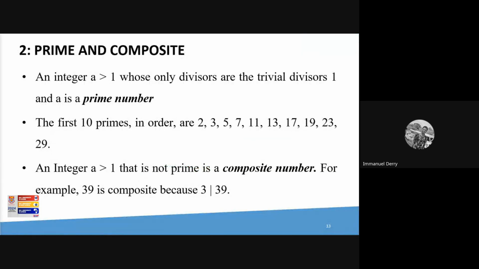And we have another one we call prime and composite numbers. So what is a prime number? A prime number is a number which has only two factors, that is one and the number itself. Thank you.